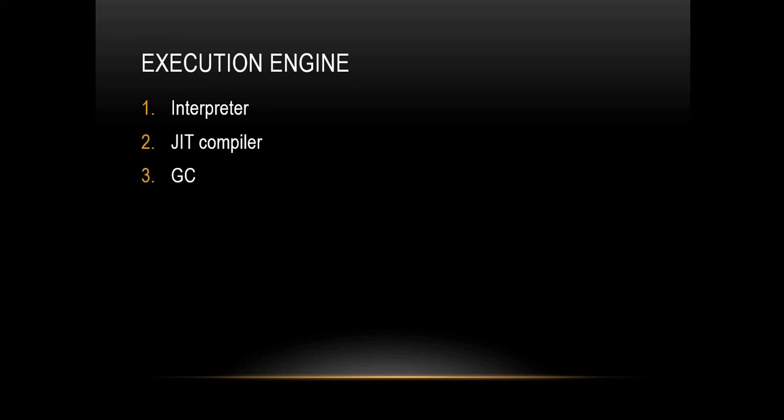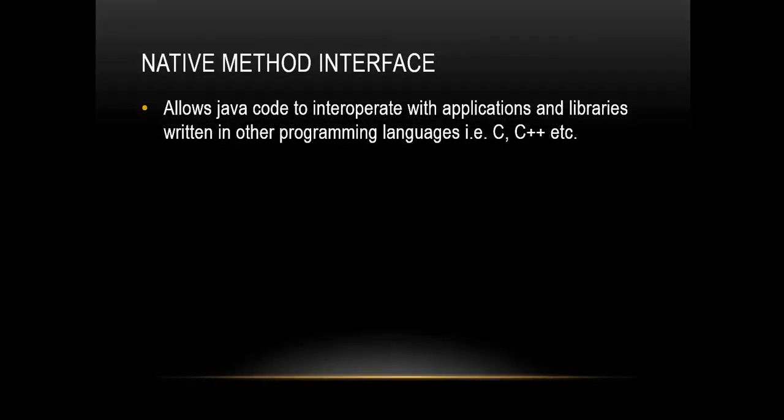Then comes the GC, or the garbage collector. So it's in the form of a daemon thread which keeps running throughout your application lifecycle, and its responsibility is to destroy or remove the unreferenced objects from your heap space. Okay, so this was it. And then, okay, native method interface.